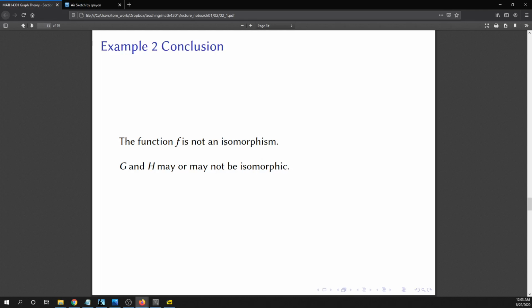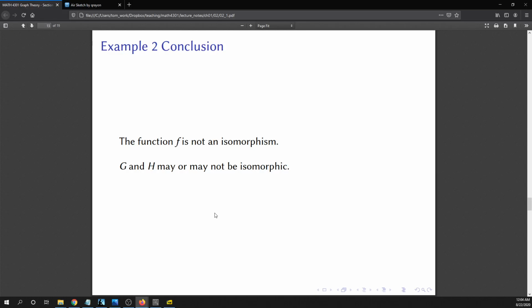So the conclusion is the function f is not an isomorphism. And just by the work we've done in this problem, we don't know about isomorphism. Just because the bijection that you tried to use is not an isomorphism doesn't mean that there doesn't exist an isomorphism between the two. So really, we haven't concluded anything other than f is not an isomorphism here. There's plenty of other functions that you might try to get an isomorphism. So at that point, G and H may or may not be isomorphic.